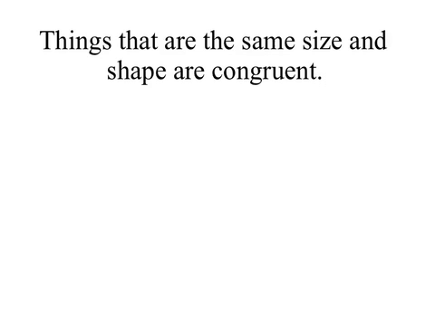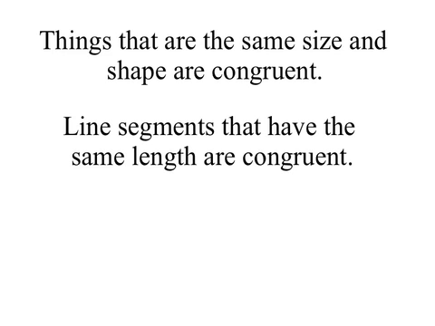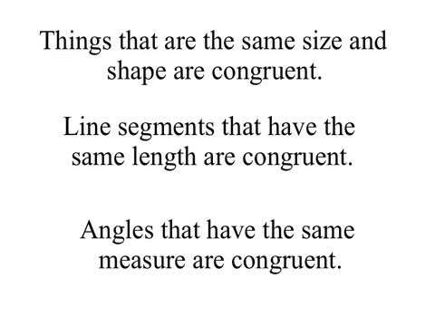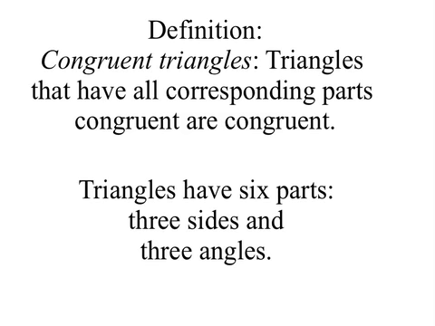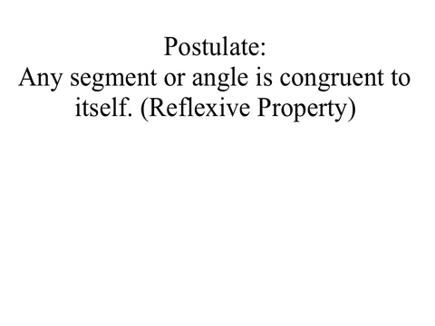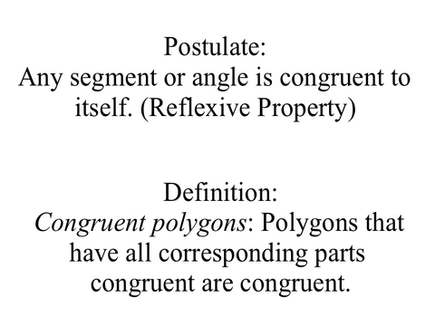In this lesson, we reiterated that things that are the same size and shape are congruent. Line segments that have the same length are congruent. Angles that have the same measure are congruent. We have a definition of congruent triangles. Triangles that have all corresponding parts congruent are congruent. We also went over that triangles have 6 parts, 3 sides, and 3 angles. We introduced a postulate. Any segment or angle is congruent to itself, also known as the reflexive property. And a definition for congruent polygons. Polygons that have all corresponding parts congruent are congruent.